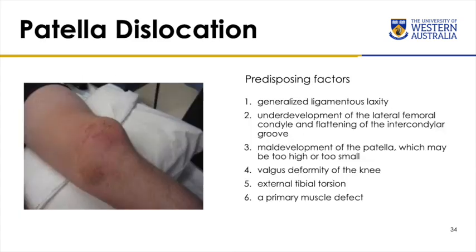Patella dislocation has some predisposing factors: generalized ligamentous laxity, underdevelopment of the lateral femoral condyle, and flattening of the intercondylar groove, also known as trochlear dysplasia. Maldevelopment of the patella, which may be too high or too small, can be associated with a valgus deformity of the knee or an external tibial torsion. And finally, it may be a primary muscle defect.